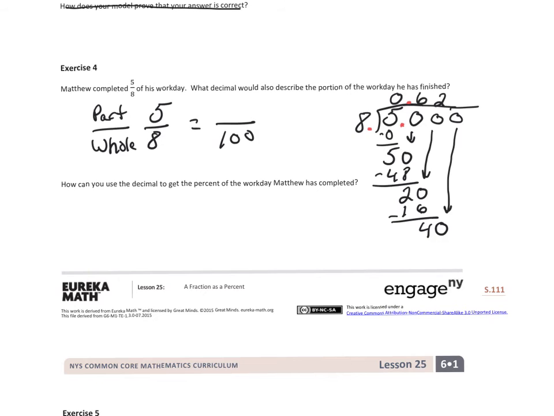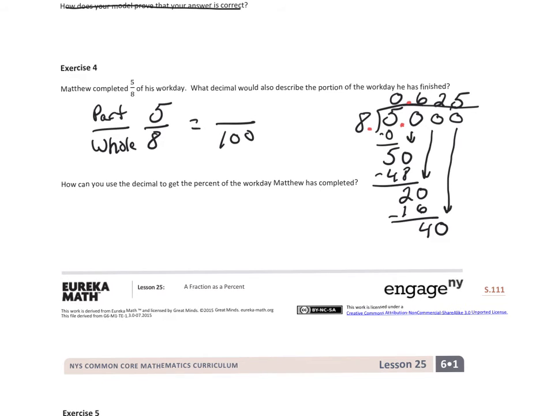Now I know that 5 times 8 is 40. So my number is 0.625. However, I wanted to get it into hundredths, and if I write 625 over 100, that's going to be kind of wonky for us. I could do that, but I can also do this.